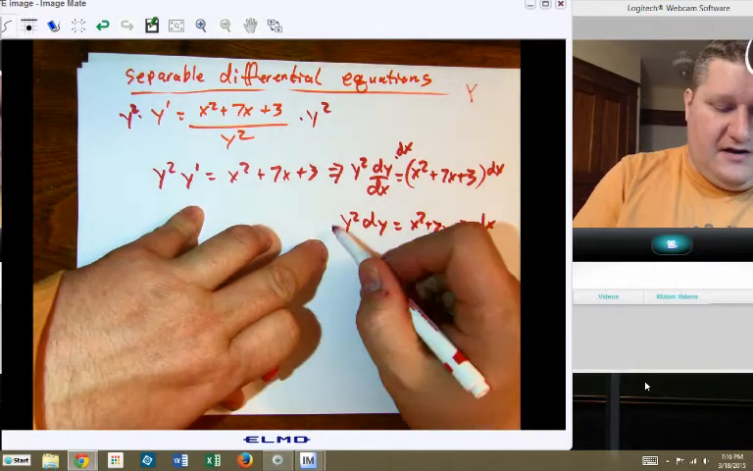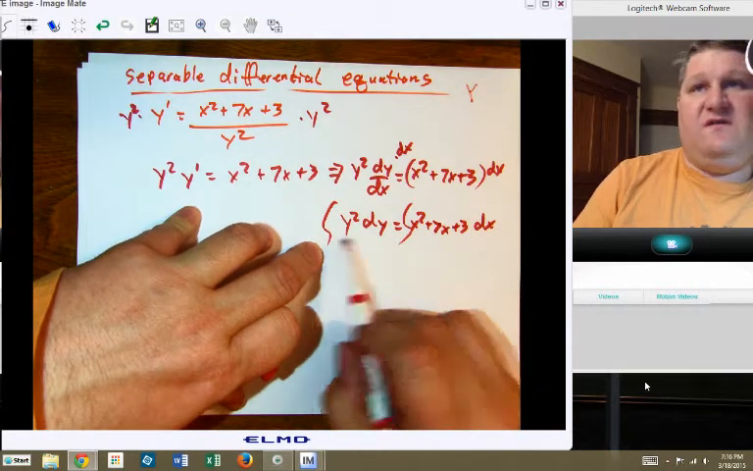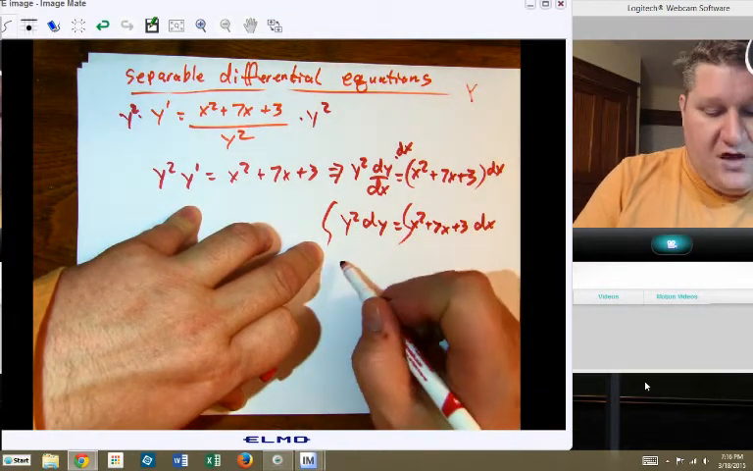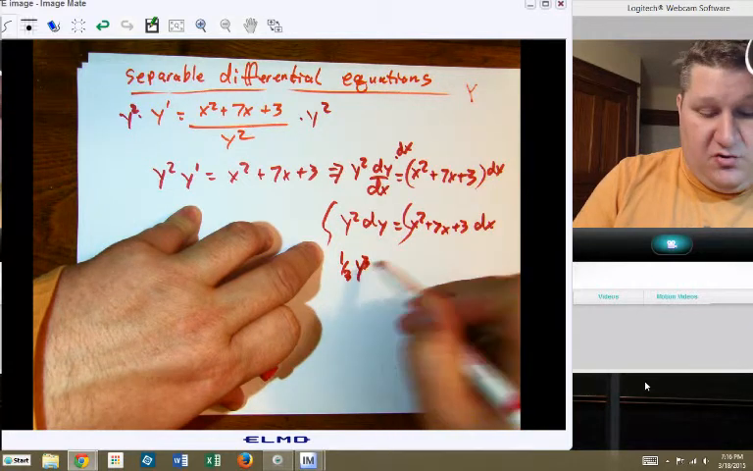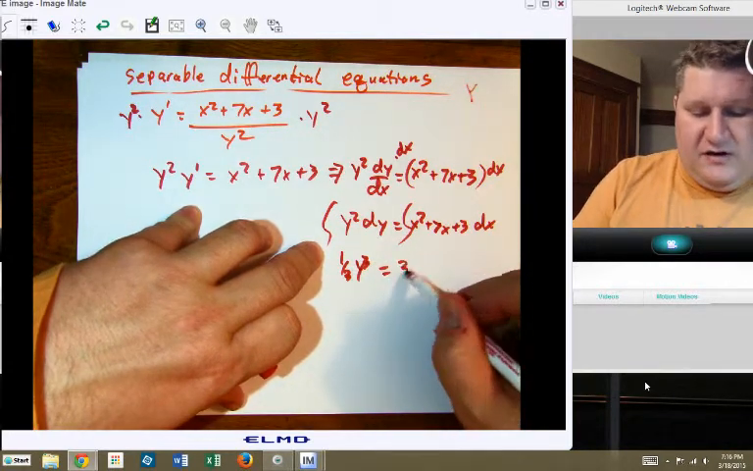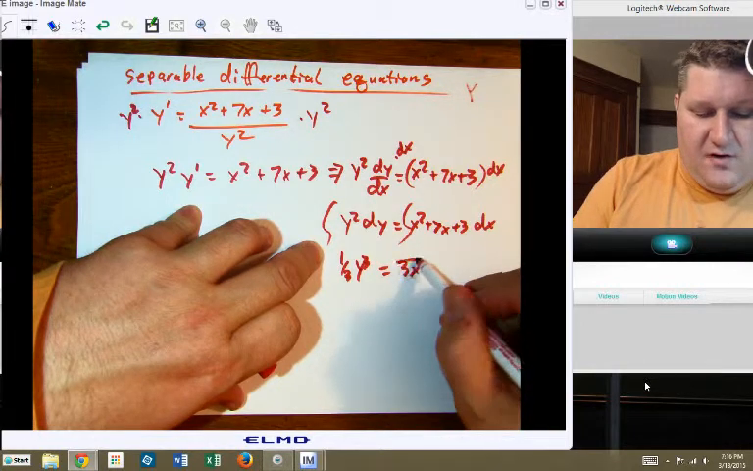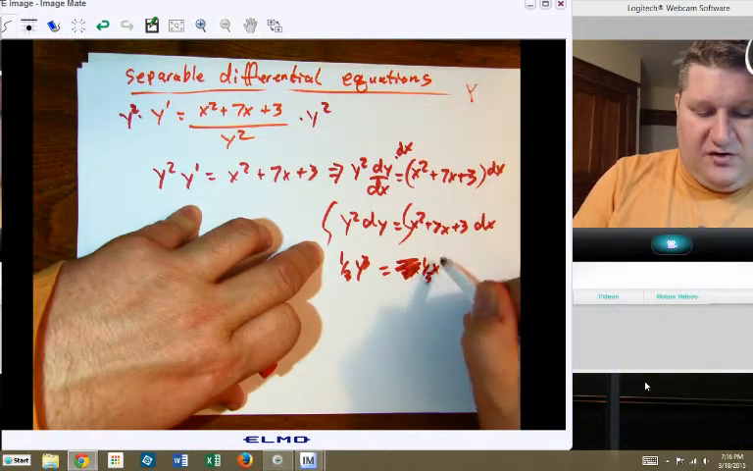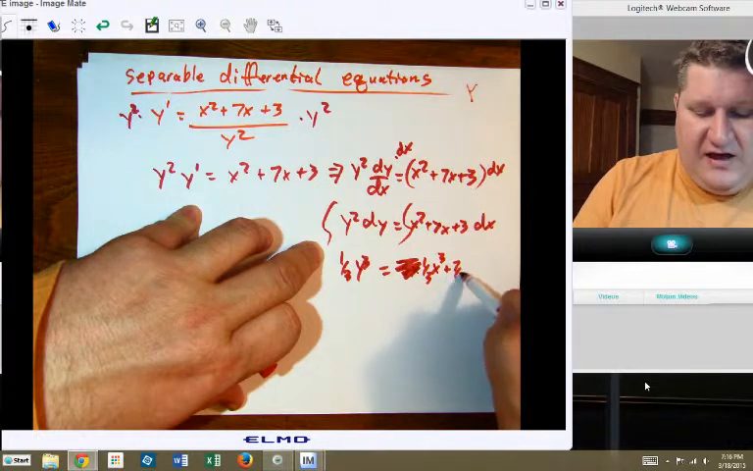And now I can integrate both sides. This side, I'm integrating with respect to y, so it's going to be 1/3 y cubed. And this side is going to be 1/3 x cubed plus 7/2 x squared plus 3x.